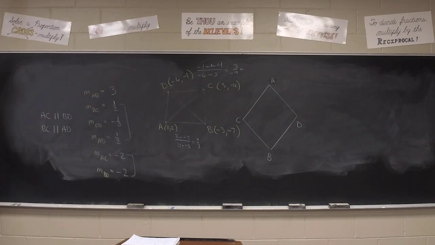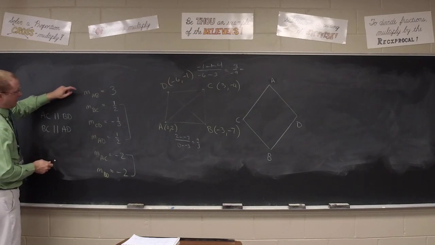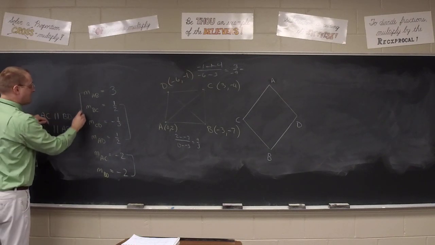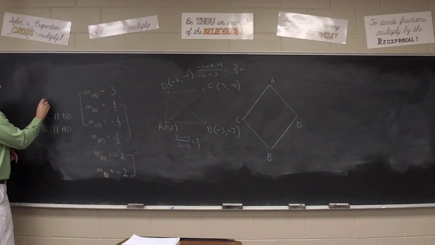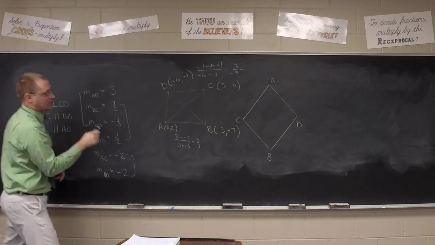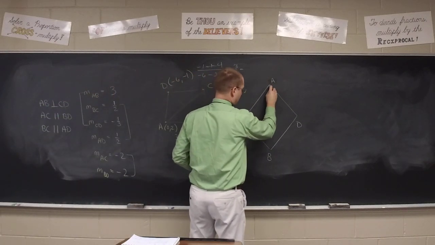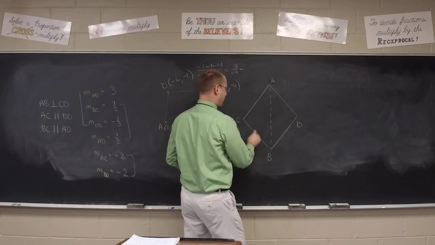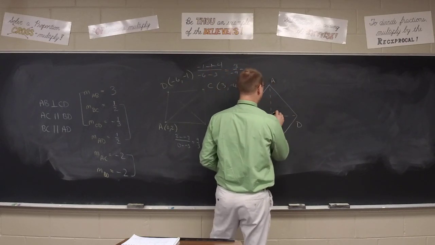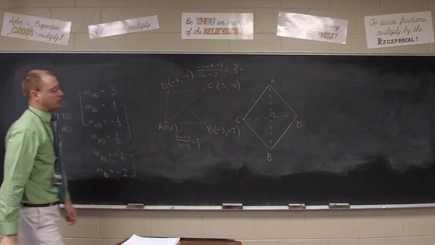What about perpendiculars? AB and CD are going to be perpendicular. AB perpendicular to CD. So the diagonal and the other diagonal are perpendicular. Not quite drawn perfectly here on my paper.